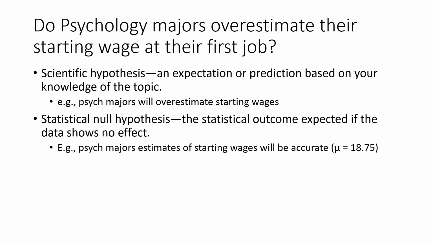And in this case, the value of interest we're going to use is a value that was obtained from research that found that the actual starting wage for psychology majors when this data was collected several years ago was $18.75 an hour. So that's going to be our test value. That's what we're going to compare the sample mean estimates for starting wages to. And again, the statistical null hypothesis would be that the sample mean will be equal to $18.75 if participants are accurate.